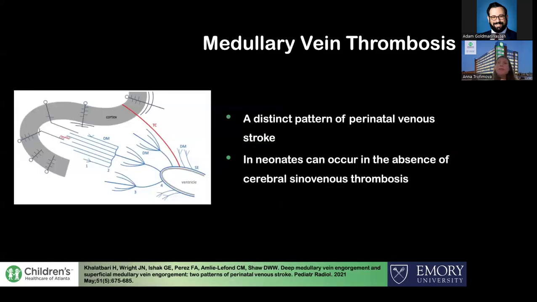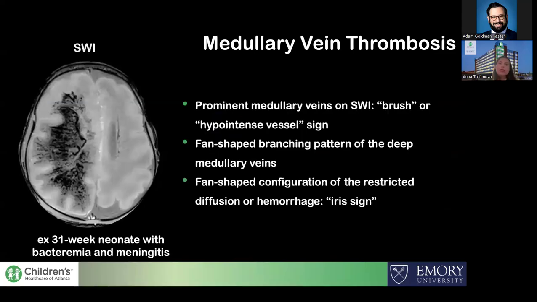Just a few words about medullary vein thrombosis, because this is a known distinct pattern of perinatal venous stroke. It's important to keep in mind that in neonates, medullary vein thrombosis can occur in the absence of cerebral sinovenous thrombosis. So here we can see medullary vein thrombosis in a preterm neonate with bacteremia and meningitis. And it has a very characteristic appearance on SWI with this brush or hypointense vessel sign, which basically represents prominent engorged medullary veins on SWI.